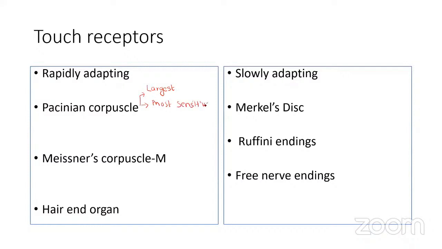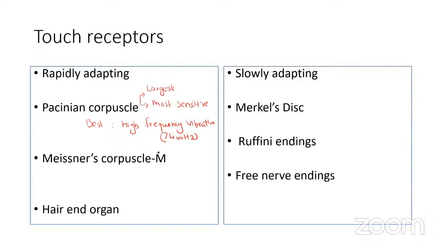The best stimulus is high frequency vibration, vibration more than 400 hertz. So these are the three important points: it is the largest and most sensitive receptor, and the best stimulus is high frequency vibration.